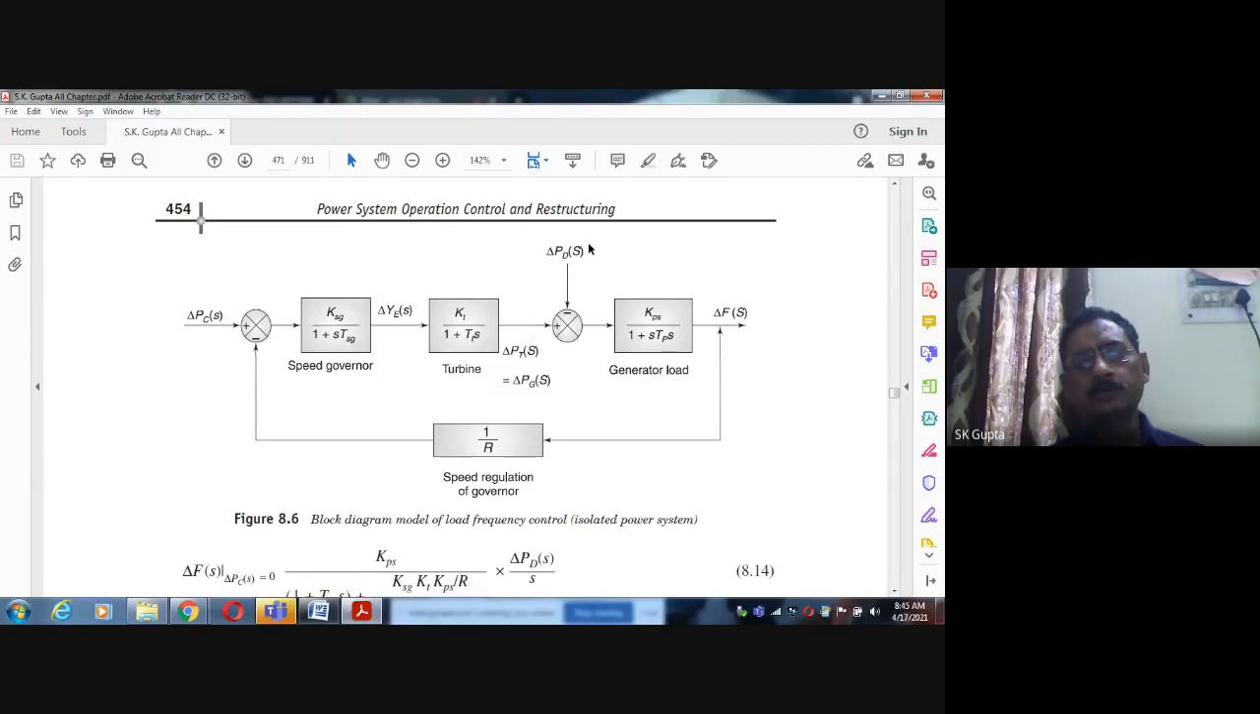This PT minus PG, recently we have described the generator model. This PG minus del PD demand is causing the change in frequency here. KPS, this is the generator model. So this is one complete block diagram model of the system, that is the isolated power system. So is there any question up to now?